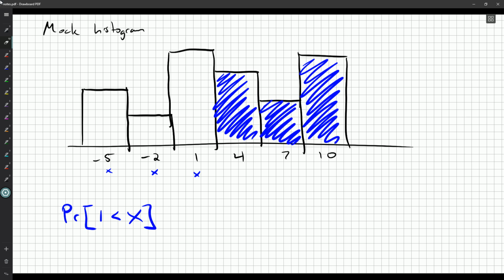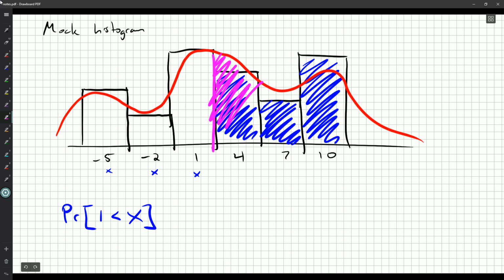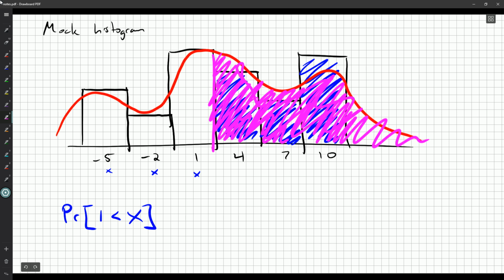Okay, so now that we've got that, we need to find a way to trade it for a probability in terms of y. And we could imagine y is some sort of good approximation, so it's got a density function that sort of weaves in and out. And it's close enough. So we want to trade this blue area for this pink area, which is now under the density function for y.